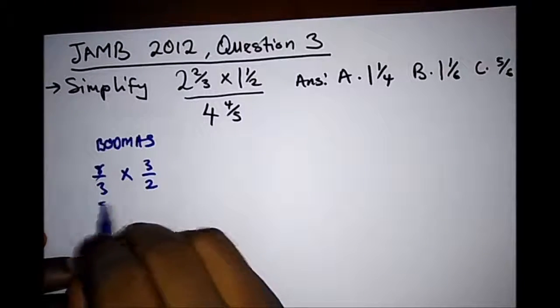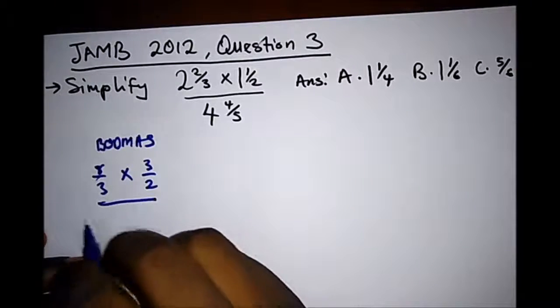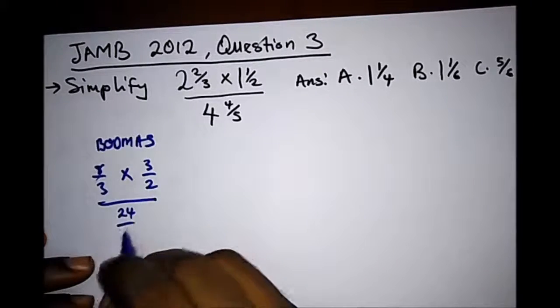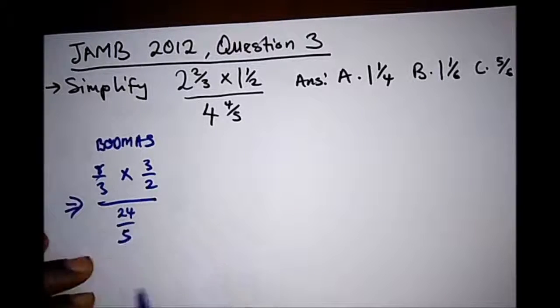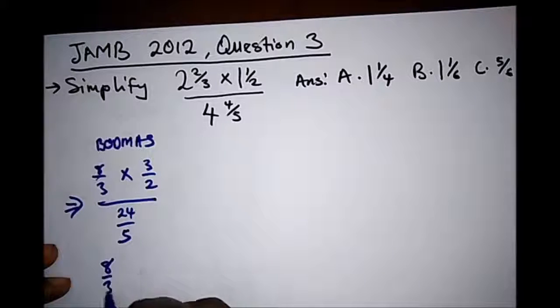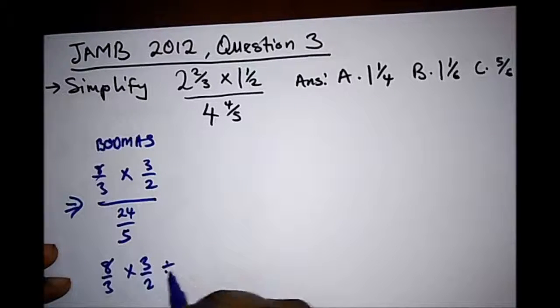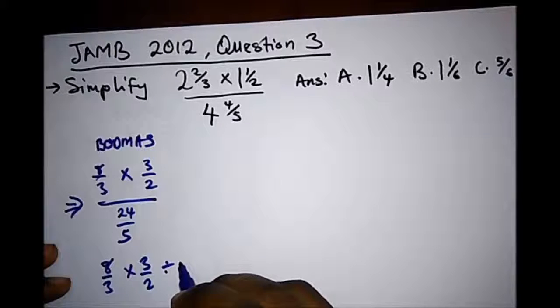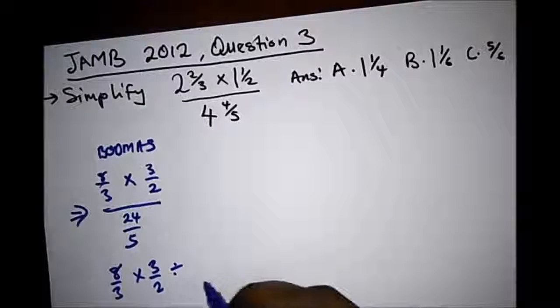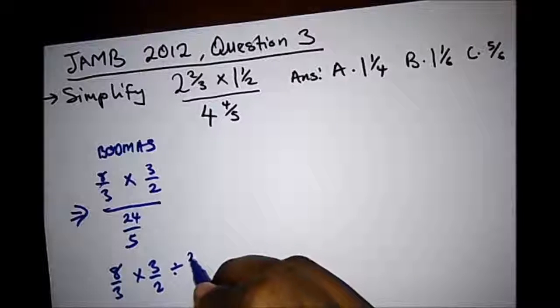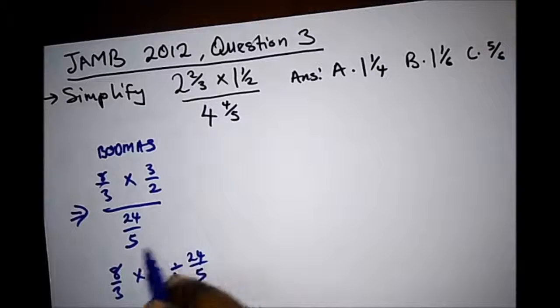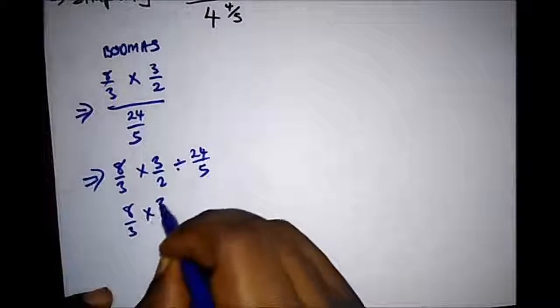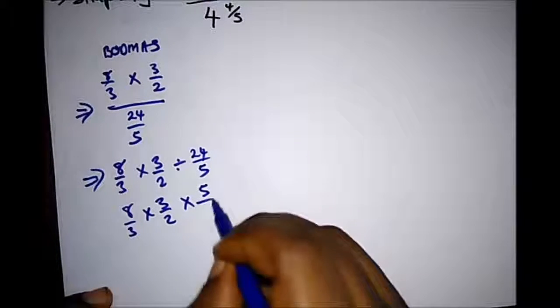And 5 multiplied by 4, 20 plus 4, 24 over 5. So to simplify this, we have 8 over 3 times 3 over 2, divided by 24 over 5. We'll perform this operation first. We have 8 over 3 multiplied by 3 over 2 times 5 over 24.